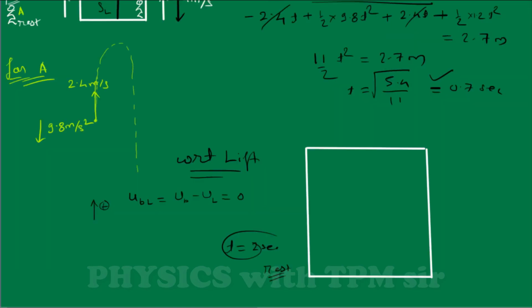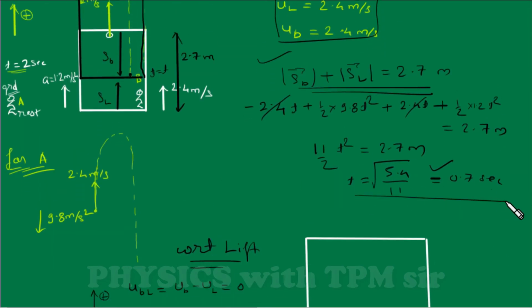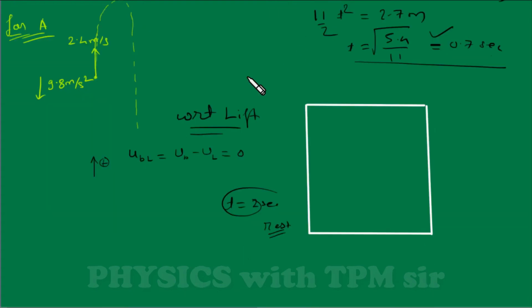Now let me tell you one thing, this is the time interval after 2 seconds. Here in this equation we always use the time interval or time duration of the event. The event started at t equal to 2 seconds. So if somebody asks at what time it will strike, then you must say it will strike after 2 plus 0.7, that is 2.7 seconds.